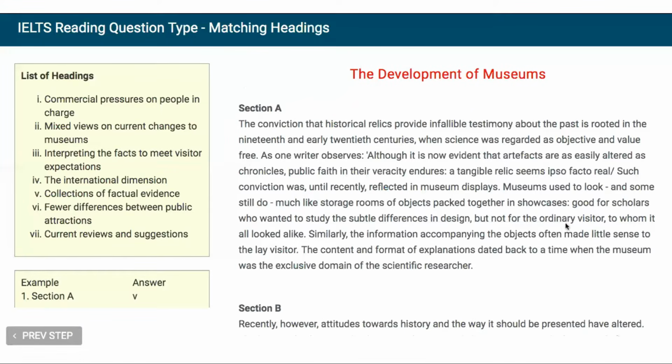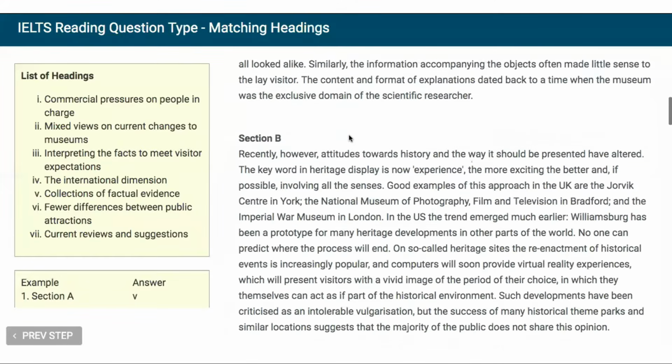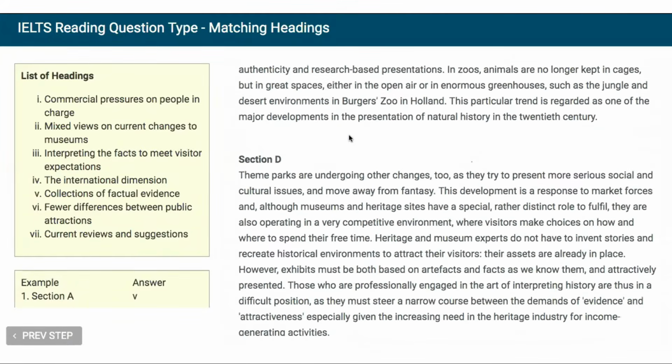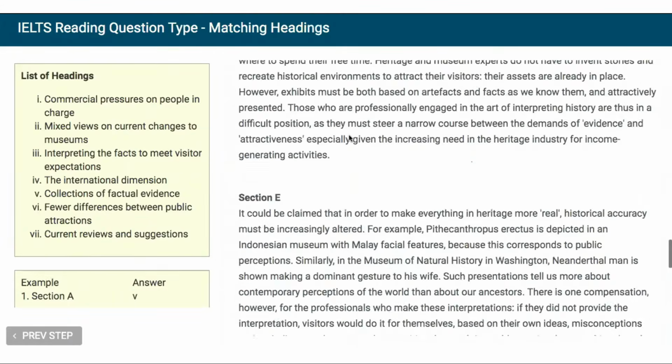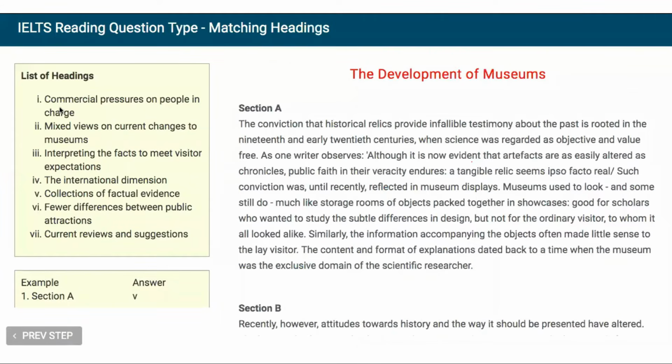So if we look here on the right-hand side, you'll see paragraphs. I'll just get my mouse. You'll see paragraphs here, and they're separated into sections. And on the left-hand side here, we see a list of headings. Now, these headings are a summary of the information, and they contain general ideas and not supporting details.